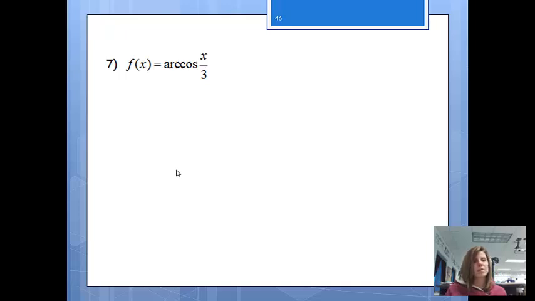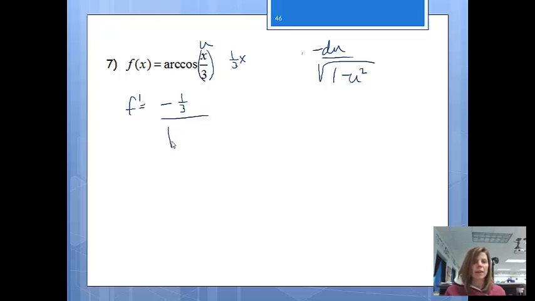All right, let's try one more. We've got f of x is equal to arc cosine of x over 3. So I know that my arc cosine formula is negative du over the square root of 1 minus u squared. And then I'm going to put the x over 3 in parentheses. That's going to be my u. If we would like to rewrite that, remember x over 3 really is just 1/3 x for ease of working when we're finding the derivative. Okay, so f prime is going to equal negative du. The derivative of 1/3 x is 1/3. And then down below I have the square root of 1 minus u, which is x over 3 squared.